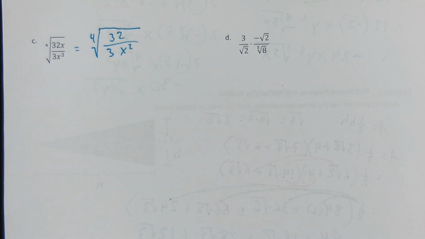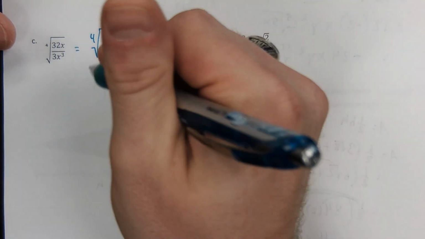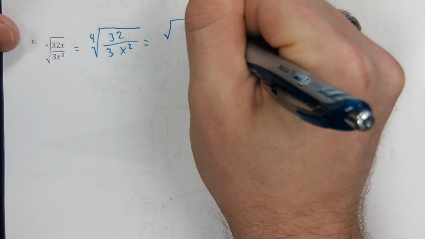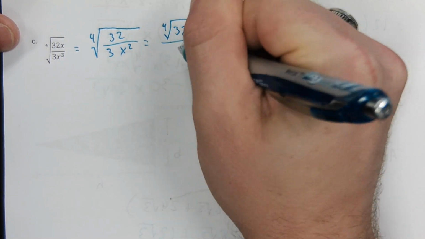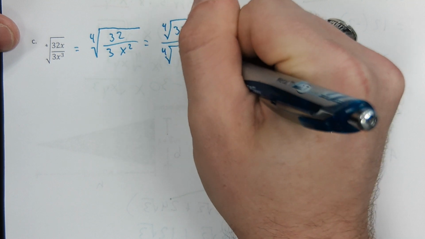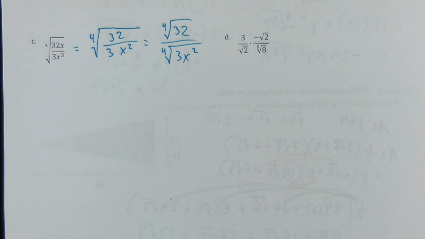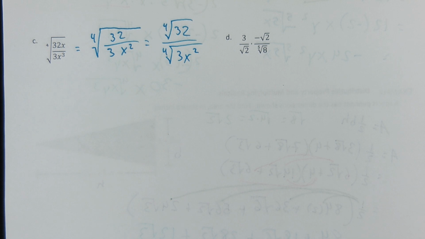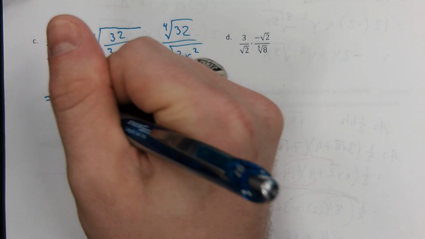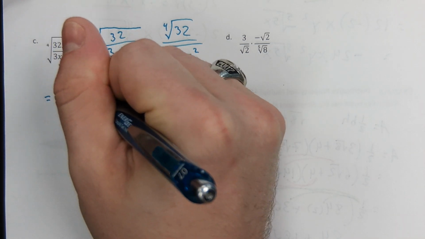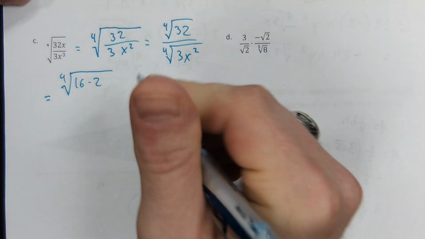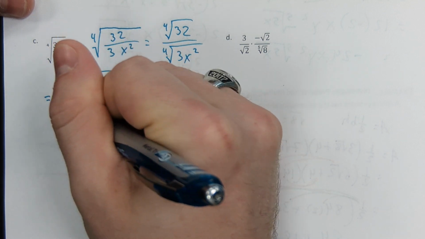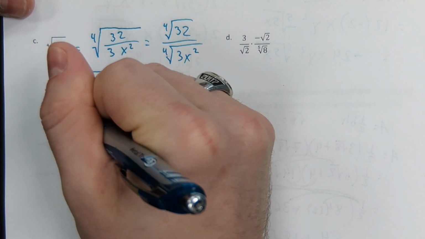The root of a fraction is the same as saying root of top, root of bottom. And a moment ago, Melissa, you were whispering the numbers that I want to break 32 into. And you said 16 times 2, because 16 is a perfect fourth power. All this is simplifying before we even attempt to rationalize.